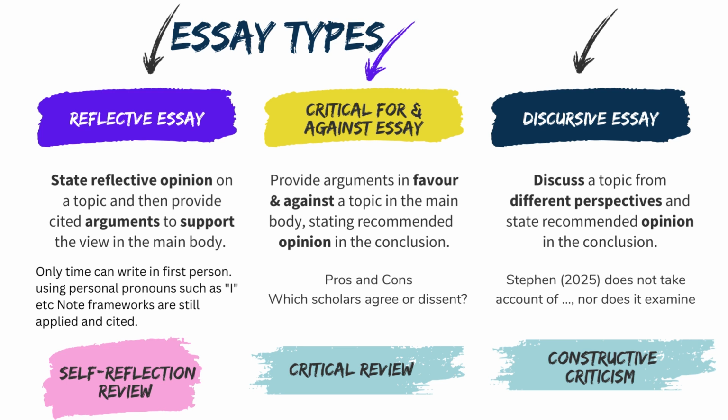A critical essay is what most essays need to be. You speak in favor of or against the topic, you find scholars, and you give a pros and cons perspective. That's a critical review. And then the third type of essay is a constructive criticism essay, where you discuss a topic from different perspectives and then you come to an opinion. Most times, essays will want you to give a critical review and then come to an opinion. So even if it's an opinion that's popular with yourself, you have to give scholarly views and cite as well.